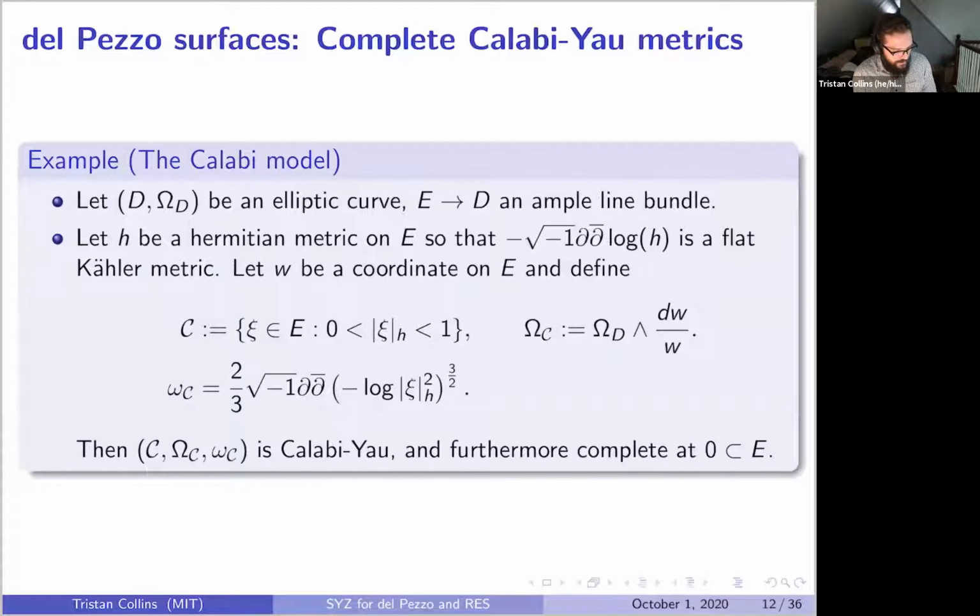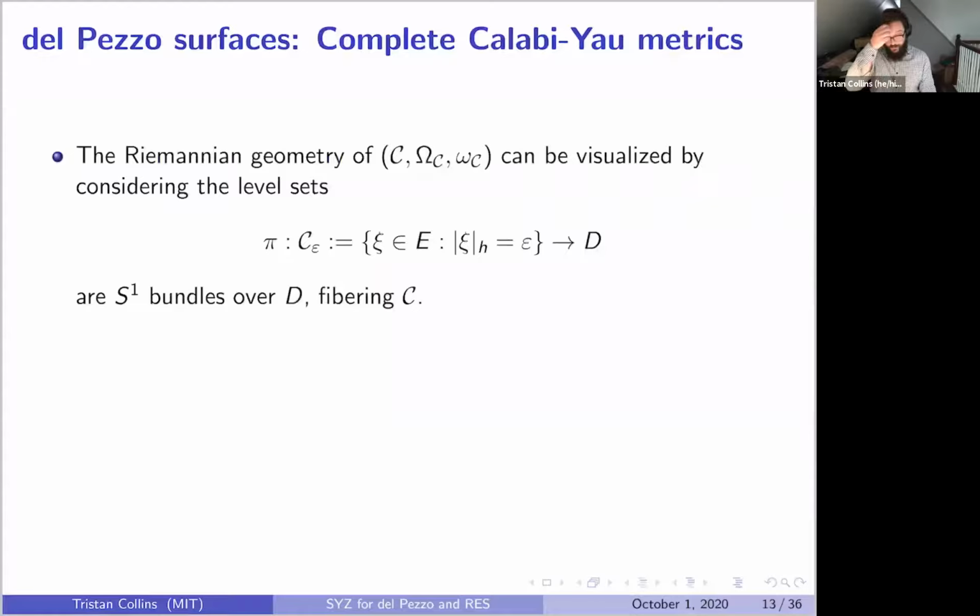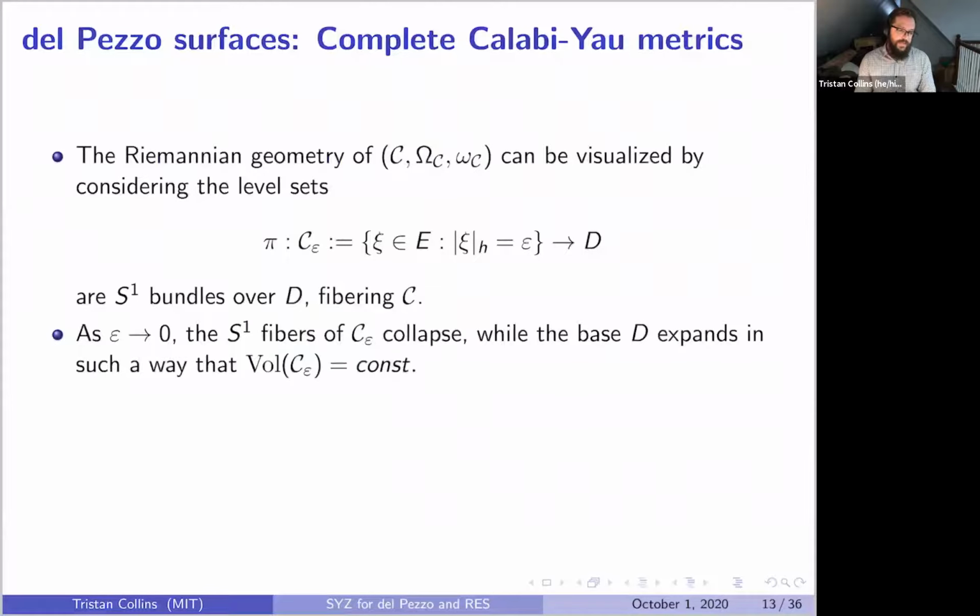Okay, so that's the model geometry. So how should you visualize this? Well, the best way to visualize this is to think of this manifold, this total space of L, as being fibered by the circles in the disk bundle. And then you can compute what the metric is, and what's happening is that as these circles get smaller, so they go towards the 0 section, they always have the same volume, but they collapse. The circles get smaller, but the circle bundles get longer, so that the volume's always constant.